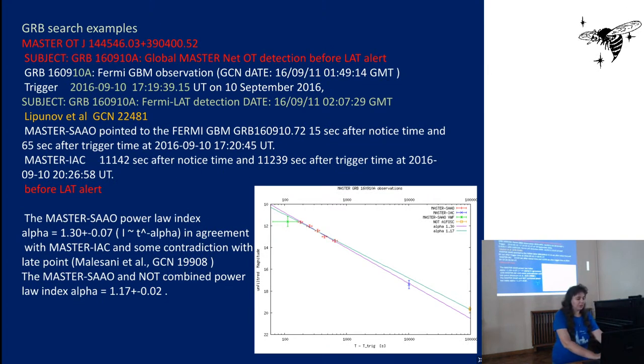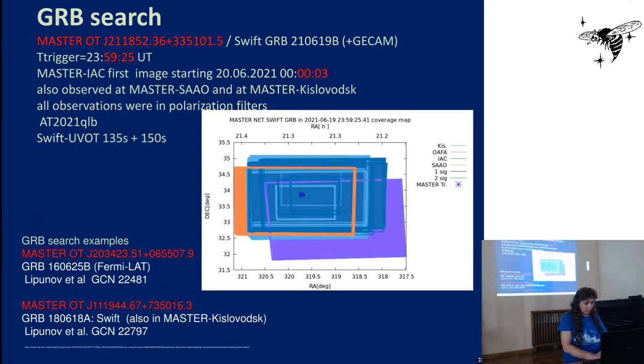We observed a lot of GRBs and I don't remember everything. This is one of the GRBs whose optical counterpart was found in a Fermi error box. And here is our MASTER IAC and MASTER SAAO light curve. This GRB was also observed by Swift and by the Chinese satellite GECAM. And there is our observation made at MASTER IAC, MASTER SAAO, MASTER OAFA in Argentina, and MASTER Kislovodsk in Russia.